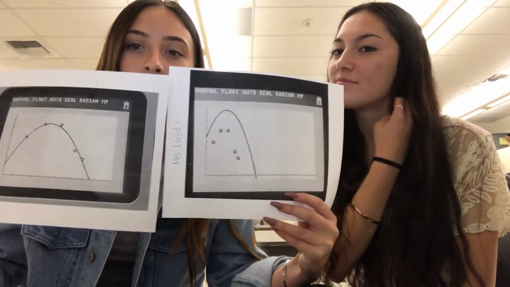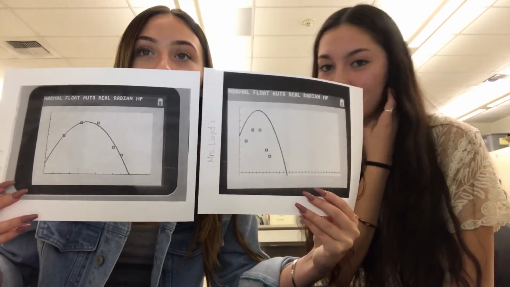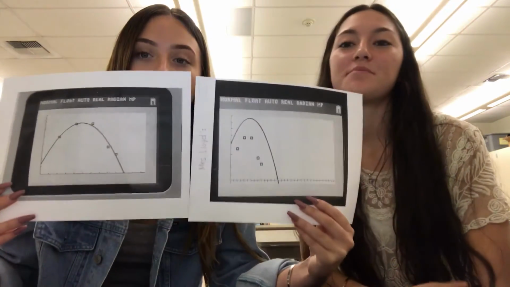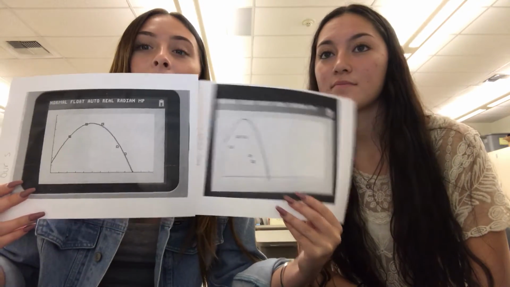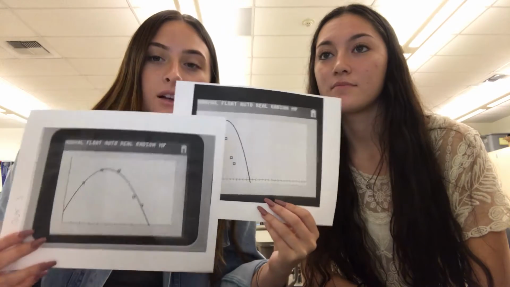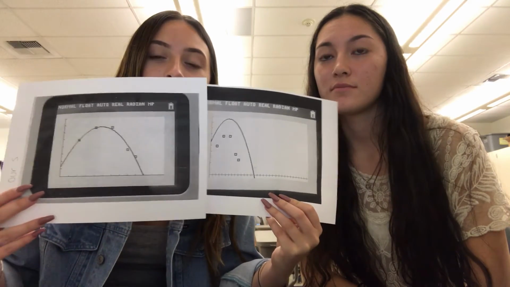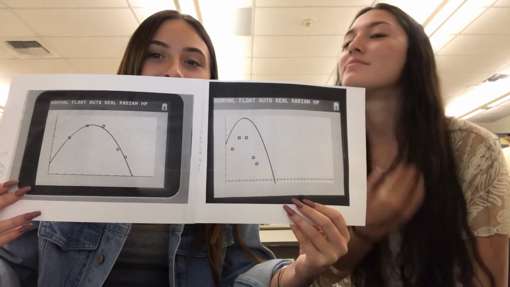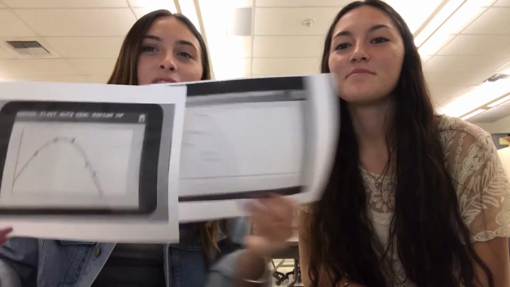So yeah. Compare the two equations and graphs. There are similarities between the equations. Mrs. Lloyd's graph is much higher and thinner, and her equation numbers were larger than ours. Our graph is not quite as high, and it's much wider than hers. And our equation numbers weren't as large.